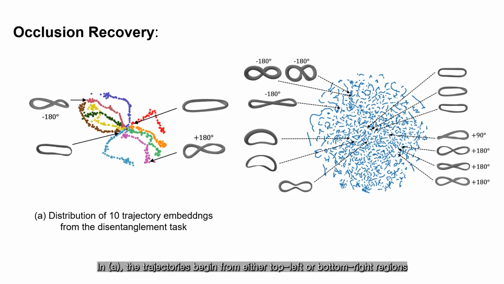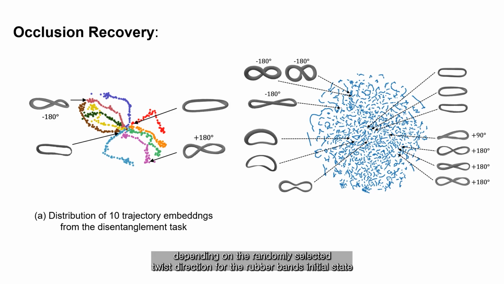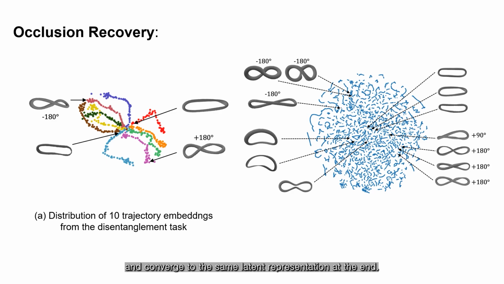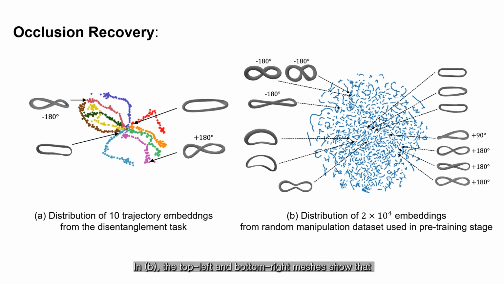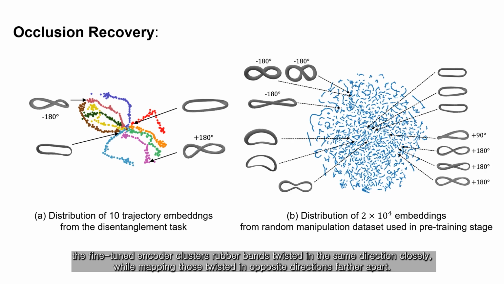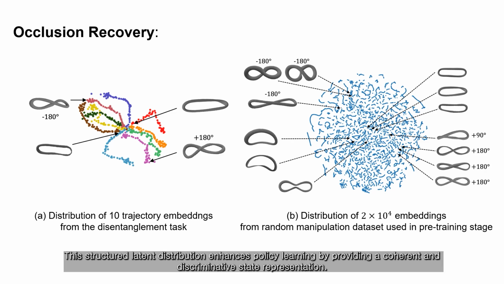In A, the trajectories begin from either the top left or bottom right regions, depending on the randomly selected twist direction for the rubber band's initial state, and converge to the same latent representation at the end. In B, the top left and bottom right meshes show that the fine-tuned encoder clusters rubber bands twisted in the same direction closely, while mapping those twisted in opposite directions farther apart. This structured latent distribution enhances policy learning by providing a coherent and discriminative state representation.